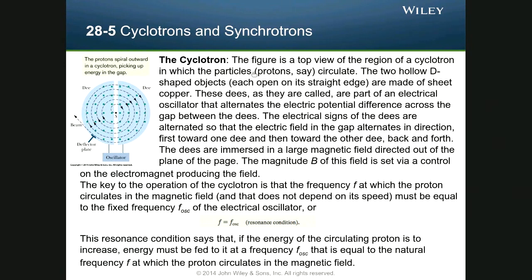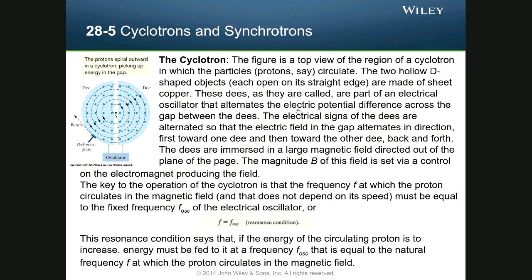The figure is a top view of the region of a cyclotron in which the particles circulate. So basically you use them to go from one end of the D to the other to go faster and faster and faster. The two hollow D-shaped objects are made of sheet copper. These Ds, as they are called, are part of an electrical oscillator that alternates the electric potential difference across the gap between the Ds, so that you can modulate the oscillation frequency of the cyclotron.